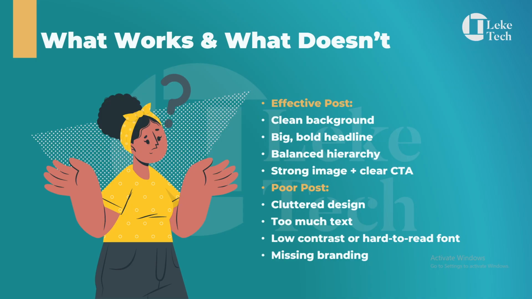So what are some examples of a poor post? We have cluttered design, which means you're trying to put too much information, then everything becomes cluttered and unreadable. Too much text, low contrast or hard-to-read font. If you're putting white text on an almost white background, it's unreadable.